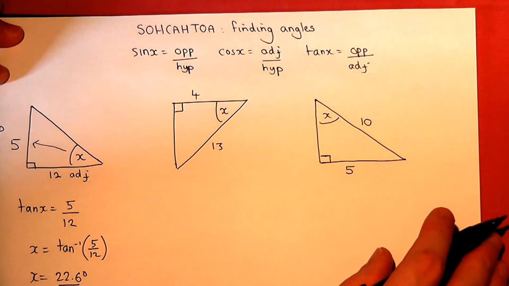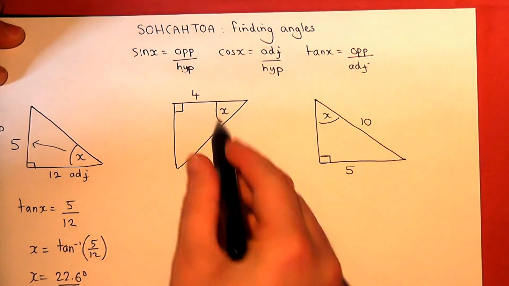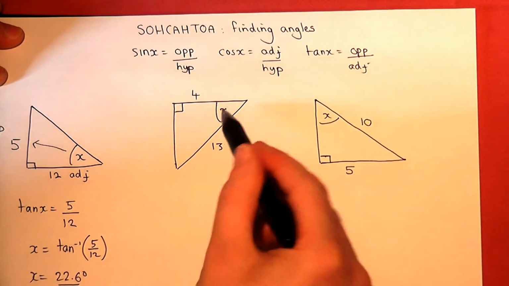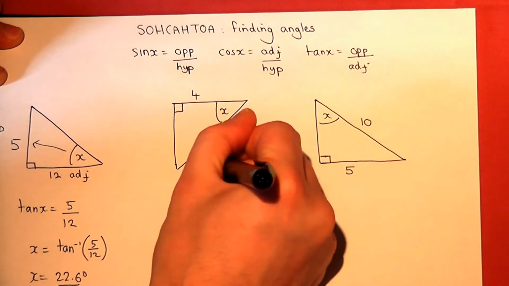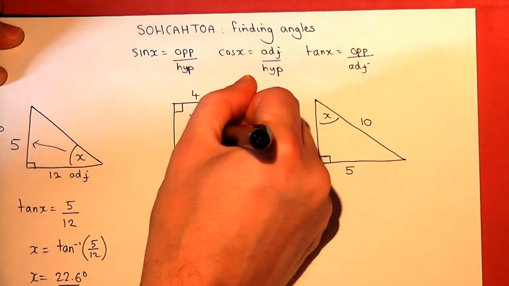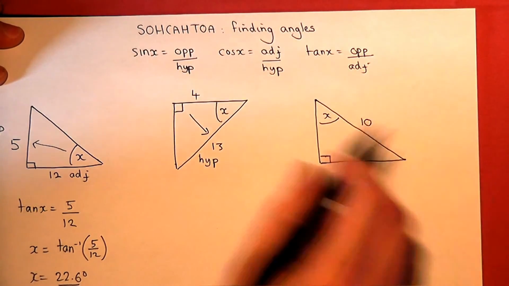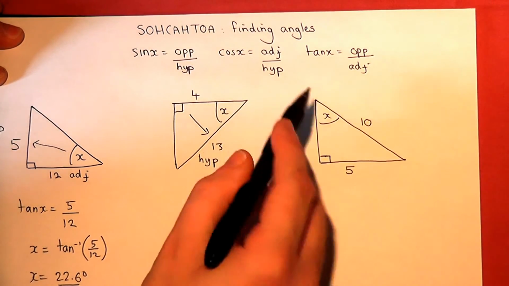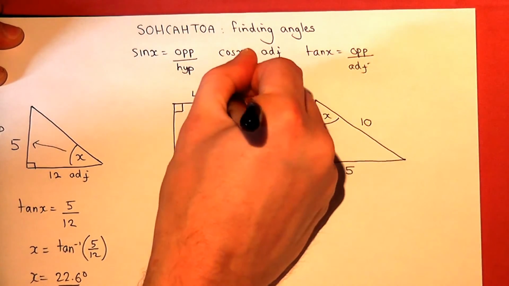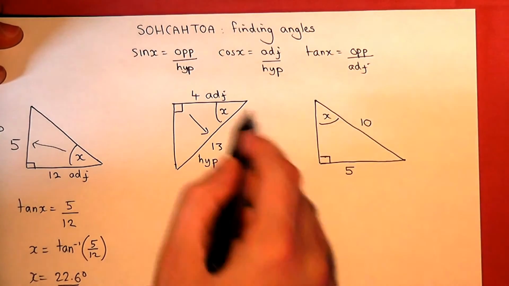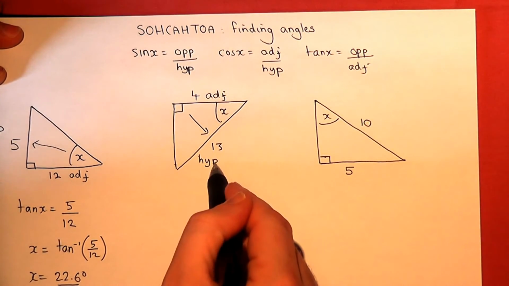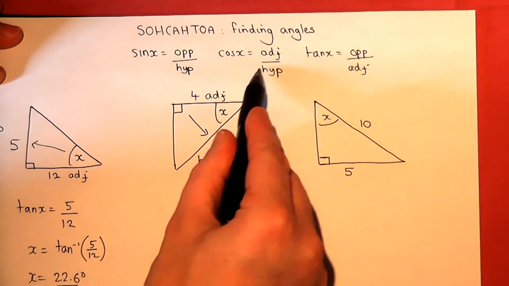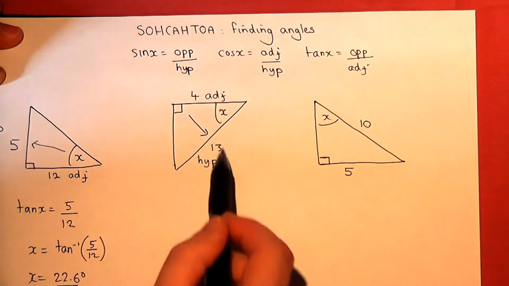The second question, we know two different sides. Here's our angle. One of them is the hypotenuse because it's opposite the right angle. This one here is not opposite the angle, it's therefore the adjacent. So we know the adjacent and the hypotenuse. So we identify which of the equations uses those two sides.